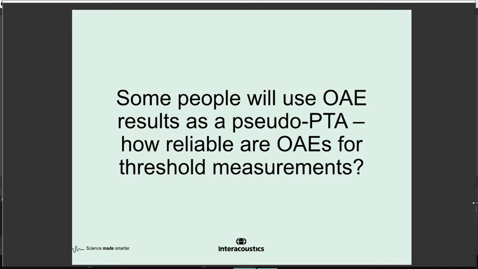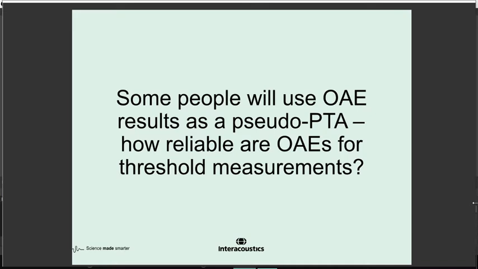Yep. Question: some people will use OAE results as sort of a pseudo PTA, pure tone audiogram. How reliable are OAEs for these type of threshold measurements? Can we use them in that way? It's always a temptation, isn't it?